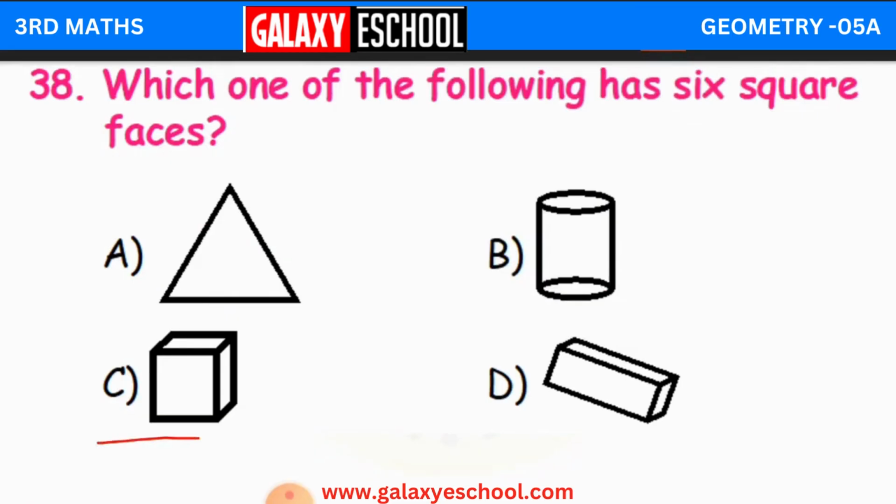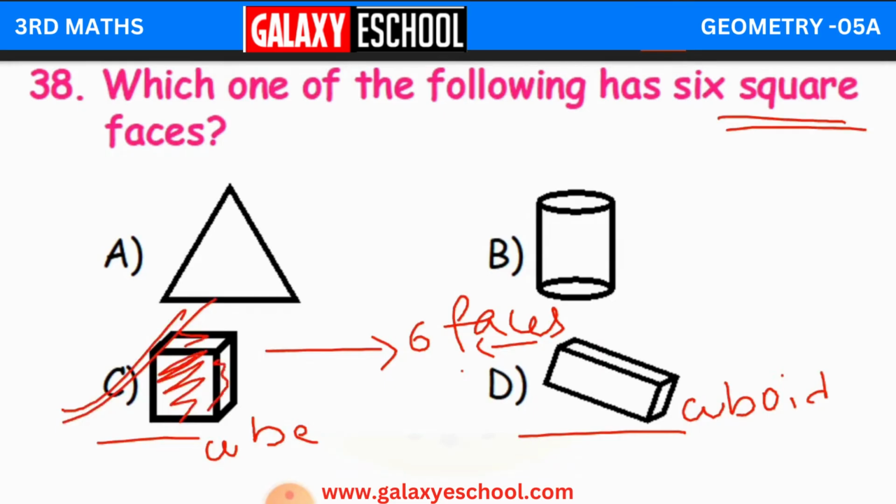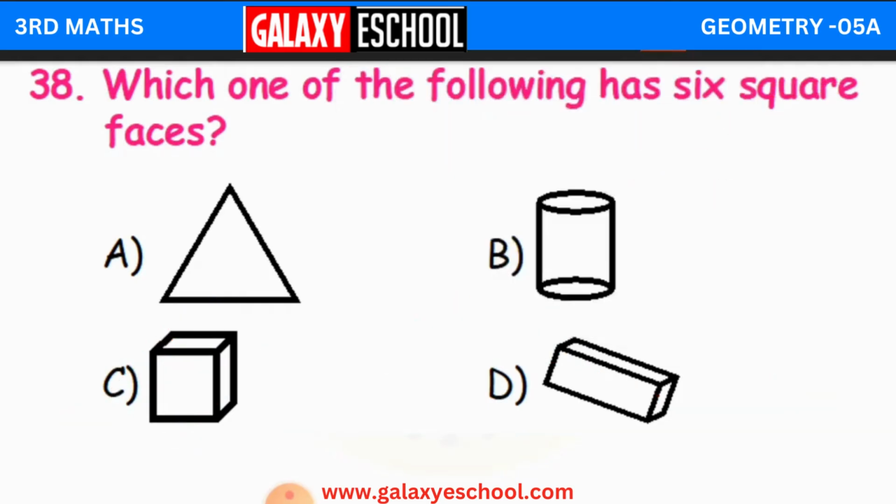Now coming to C and D. C is a cube and D is a cuboid. As we all know, both cube and cuboid have 6 faces. But in the question they have clearly mentioned that it should have 6 square faces. So cube becomes our answer. All the faces of a cube are squares. If it was 6 rectangle faces, then our answer would be cuboid. Okay, children? So what is our answer here? 6 square faces is our cube.